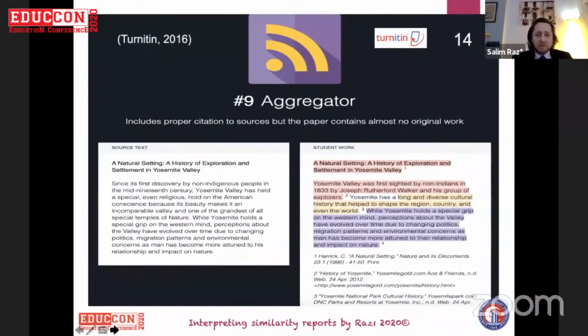The ninth one is aggregator. As you see, again, there are three different sources. What happens here? You see proper citation. However, what is problematic here? There is no original work here. As you see, the student is citing the original text. However, we don't see any use of quotation marks. If you are directly quoting, if we do not change anything from the original source, we need to put this expression into quotation marks, into double quotation marks.